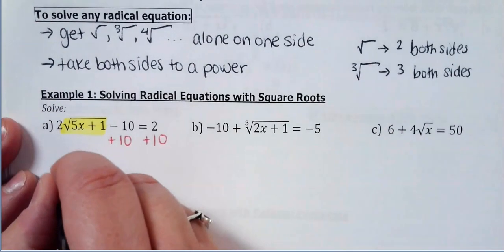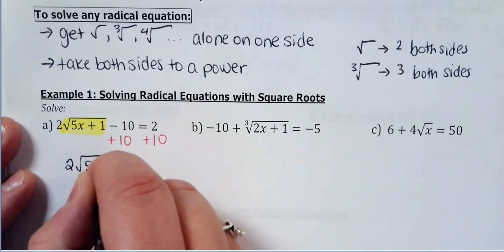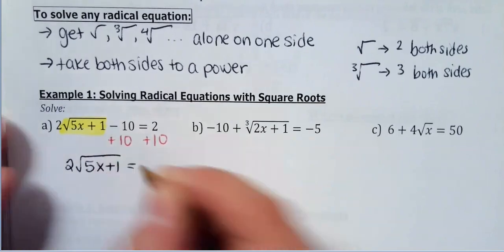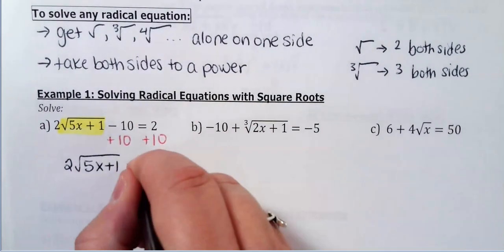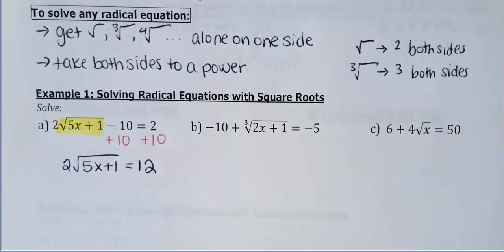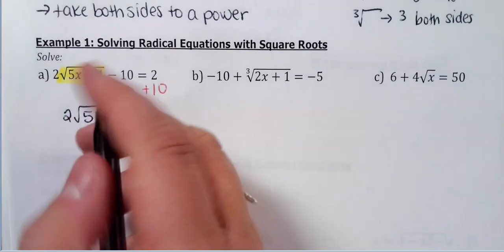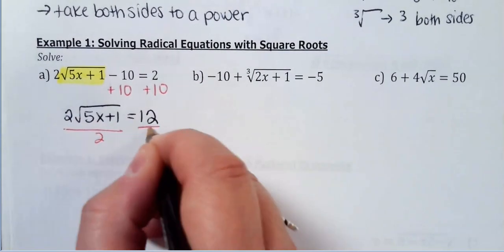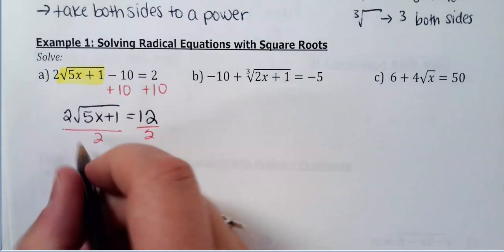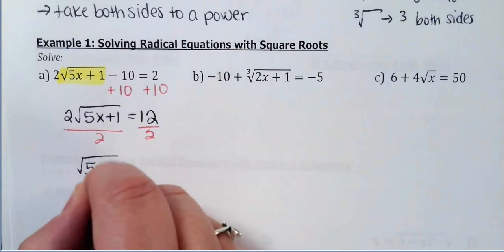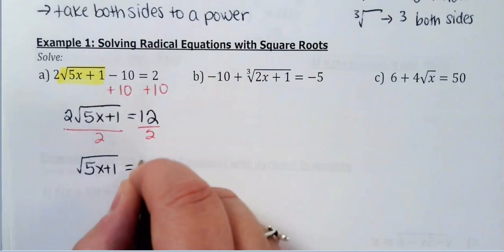Now I'm going to end up with 2 times the square root of 5x plus 1. 2 and 10 is going to give you 12. Okay, now how do I get rid of the 2 in front of that radical if I'm trying to get the radical alone? Divide. It's being multiplied. So it's not going to change the radical or anything. We're literally just going to get rid of that 2 by dividing. So I still have this 5x plus 1 under the square root, and that's equal to 6.